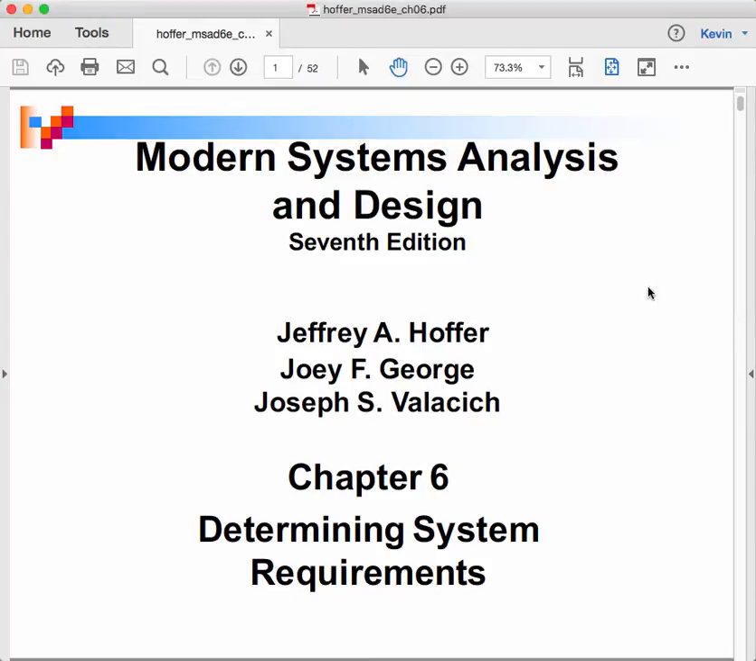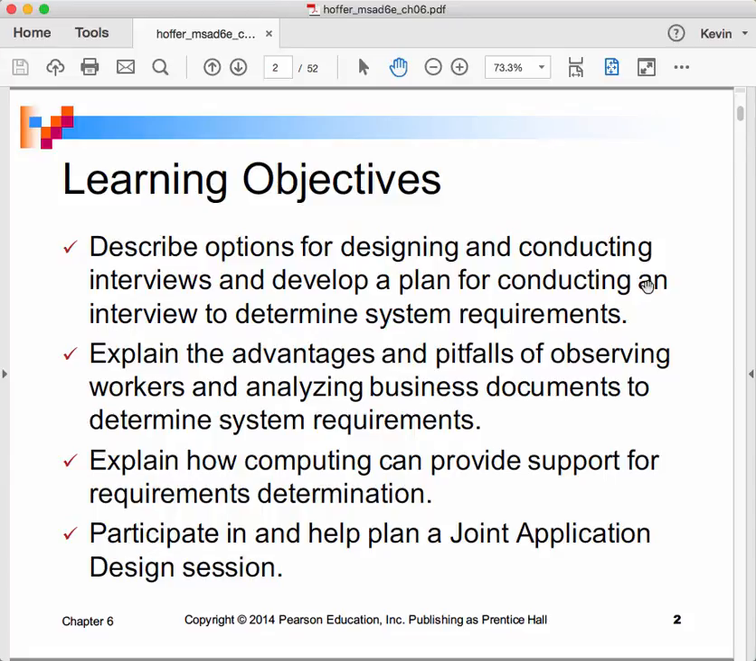So let's start to navigate through the slides a bit. The learning objectives are for you to read yourself.